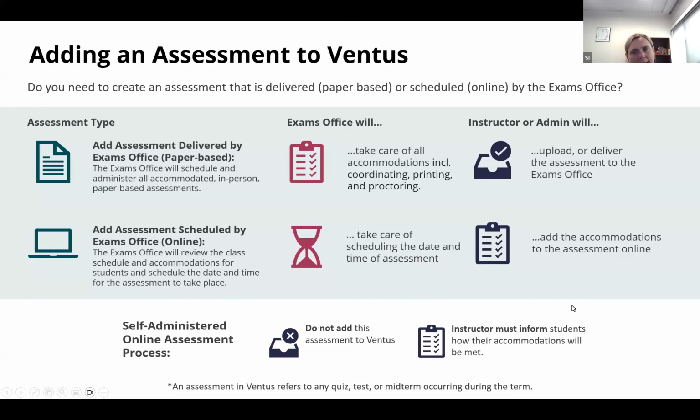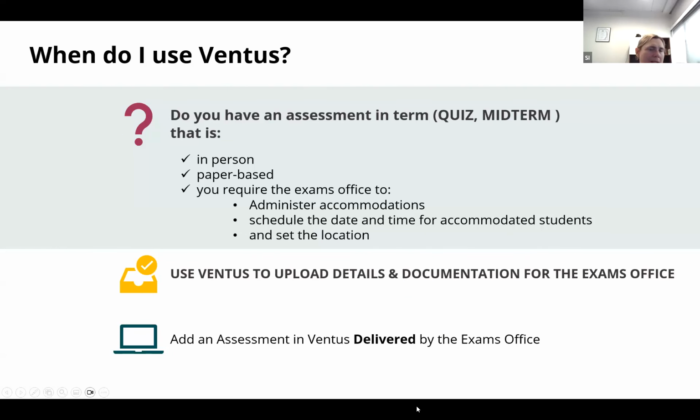So we're just going to quickly go through the different types of assessments again, just to clarify. So when do I use Ventus? Okay, so do you have an assessment in term, a quiz, a midterm that is in person, paper-based? You require the exams office to administer the accommodations, schedule the date and time for accommodated students, and set the location. In this scenario, you're going to use Ventus to upload details and documentation for the exams office. And you're going to add an assessment in Ventus delivered by the exams office.